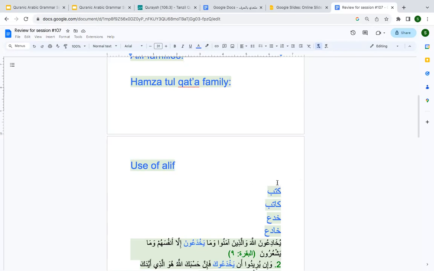Have you ever learned this word kataba? Kataba is a word which means he wrote. What's the meaning of kataba? He wrote. When it comes to the word kataba, it means he wrote to someone. Make sense or no sense? Right? So where is this kataba coming from?